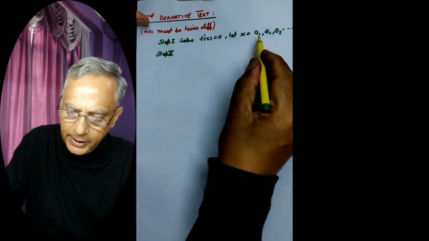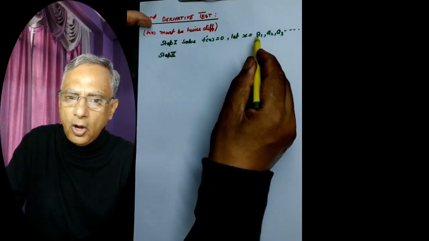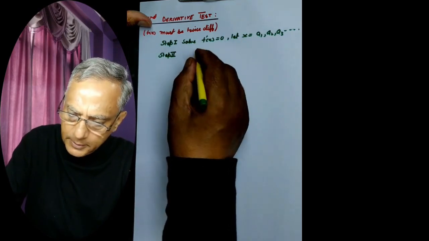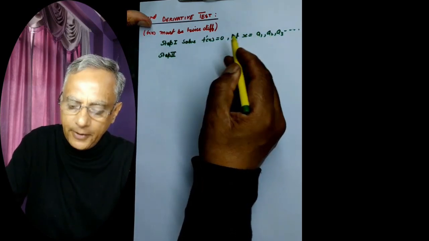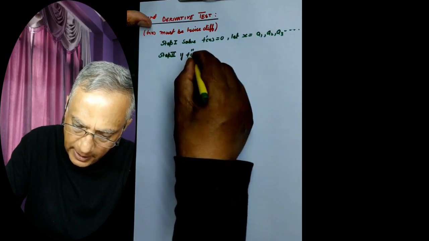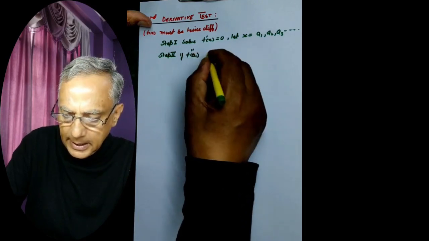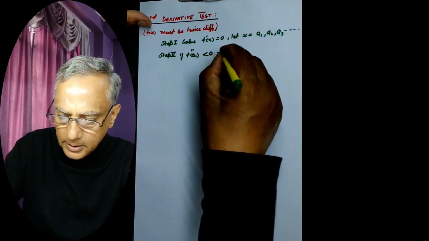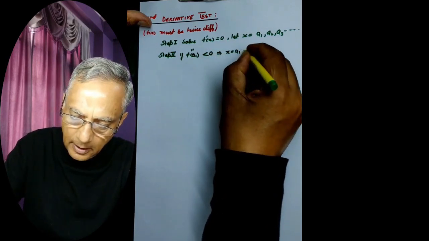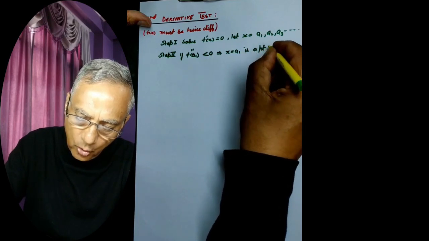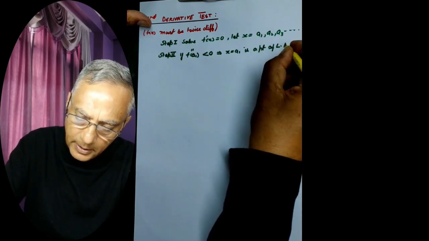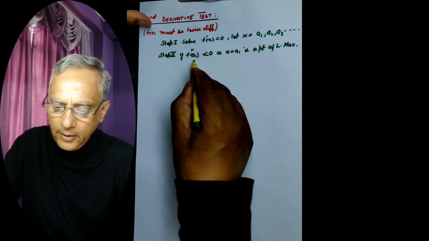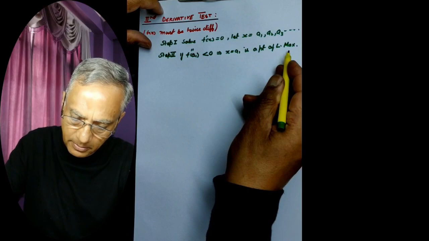Now check all these points for local maximum or local minimum. What we do is substitute these points in the second derivative of the function. If f double dash a1 is less than 0, this will imply x equal to a1 is a point of local maximum. If the second derivative is negative at this point, then x equal to a1 is a point of local maximum.